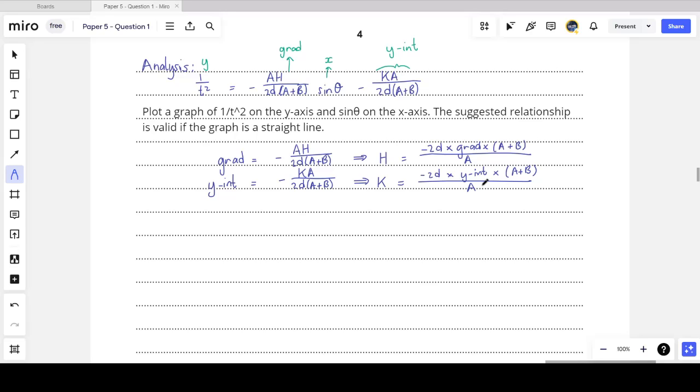You always need to show how to find these values. They will ask you to tell them explicitly. Simply saying the gradient is minus A H over 2D times (A plus B) is not enough. You have to rearrange and show H on its own. Same for the value of K. Simply saying that the y-intercept is minus K A over 2D times (A plus B) is not enough. Rearrange that equation and show us how you will solve for the constants H and K.